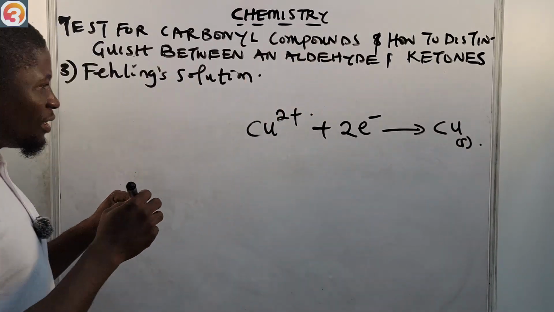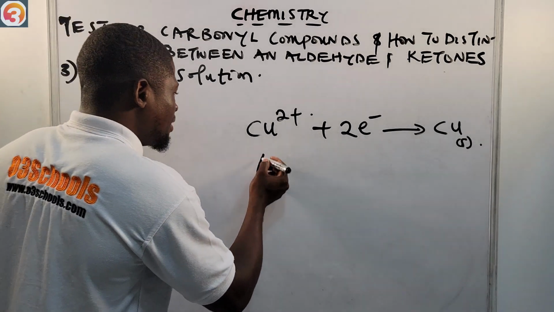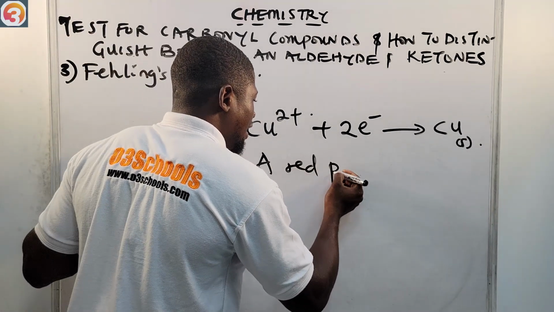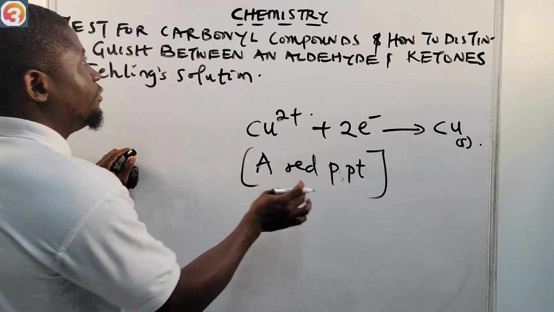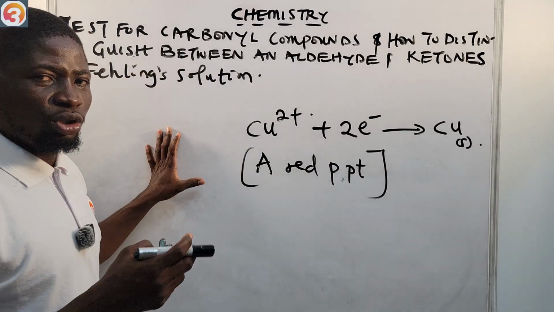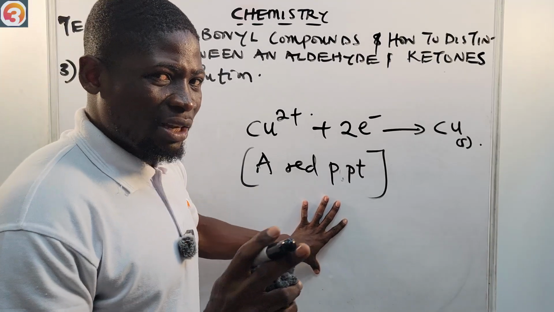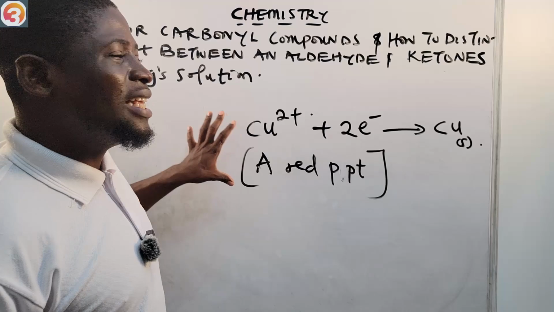And of course, what happens? We observe a red precipitate. This is the positive result that we get with Fehling's solution. We observe a red precipitate. Please take note of that. We observe a red precipitate with Fehling's solution.